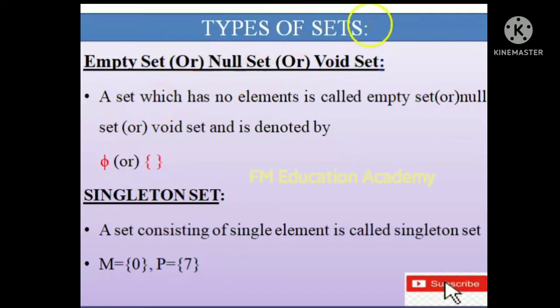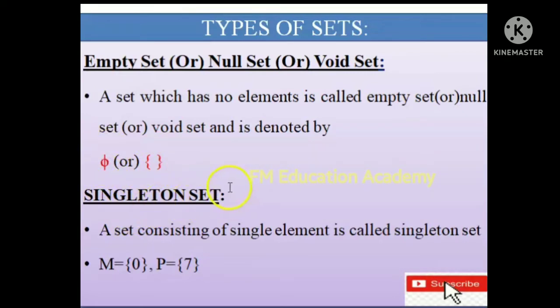Coming to the types of sets, we have many types. One is the empty set or null set or void set. All three are the same. A set which has no elements is called an empty set or null set or void set, and it is denoted by this symbol called phi, or it is open brackets. That is, when we do not have any element in the brackets, then it is called an empty set or null set or void set, and it can also be represented by phi.